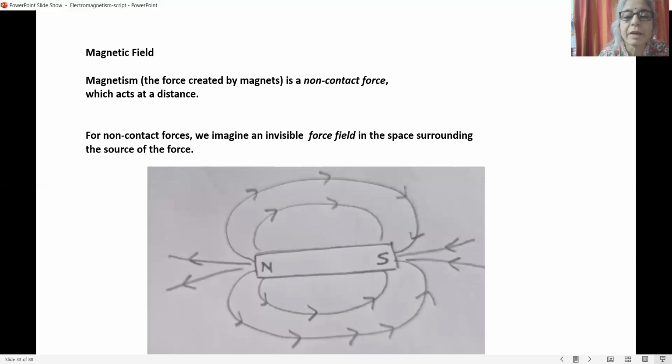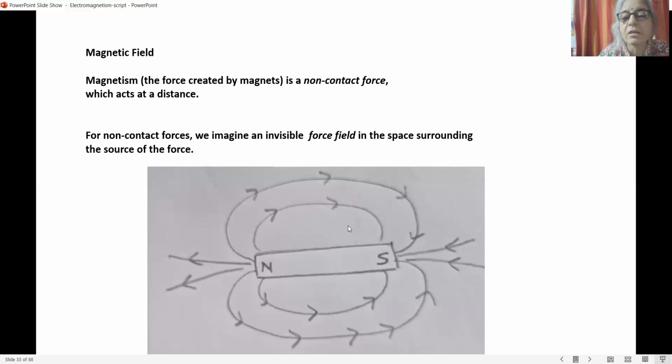Okay, so I have only drawn a few lines, but at every point in the surroundings, you can imagine a line of force passing through it. So the line of force tells you in which direction a small compass needle will align. So here, near the North Pole, the North Pole will point this way, South Pole will point this way. So this is how the small needle aligns along this line.